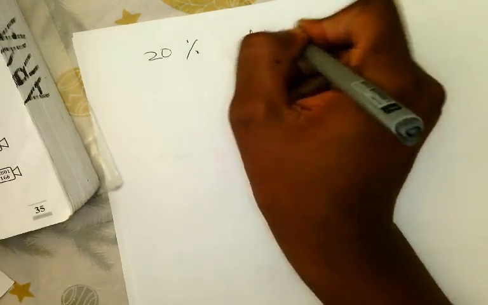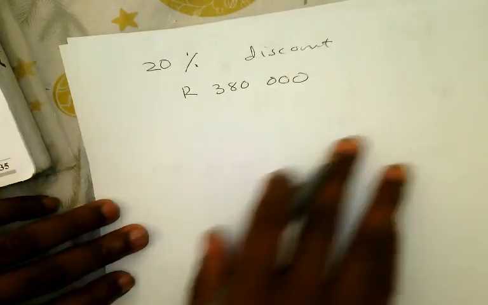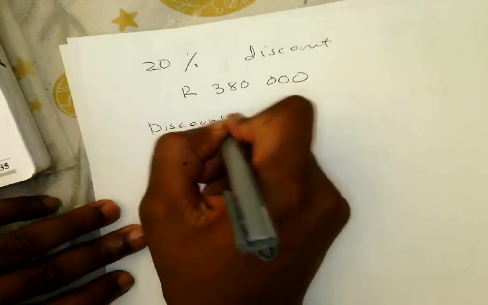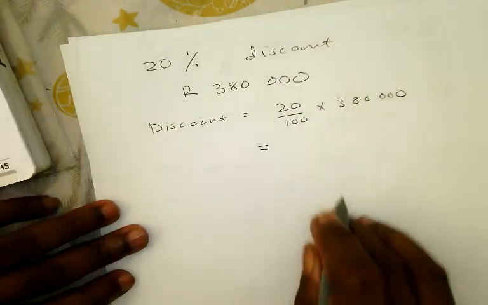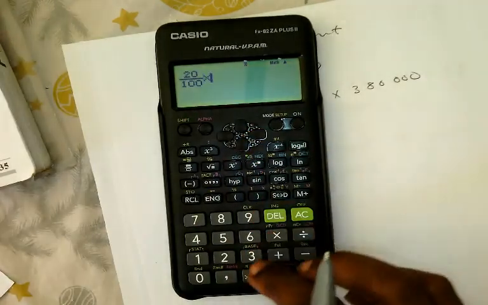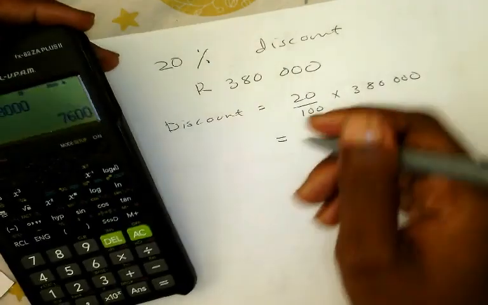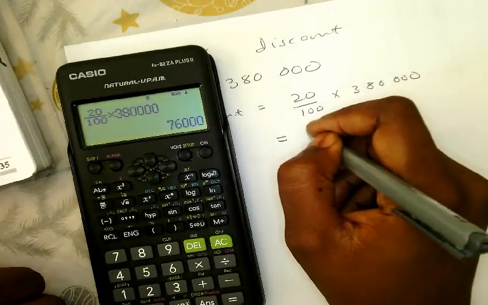And then the other question said they're offering a 20% discount on a car that is currently selling at 380,000. So what is discount? Discount we're going to subtract. So we're going to get a discount of that, which is 20 over 100 multiplied by 380. Get the amount. 20 over 100 multiplied by 380. Is it correct? Put another 0. 76,000. So they are reducing this.